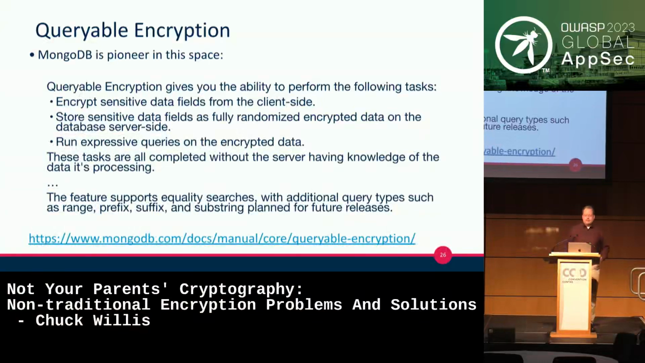One of the interesting things, they keep calling it fully randomized. I don't really like that wording, but the gist of it is it's non-deterministic. So you're sending data up to the server. It's not deterministic encryption, but you can still run queries on the data. Right now they just support equality, which is pretty limiting. But they are going to support range, prefix, suffix, and substring searches in future releases. That's a very unique capability that no other crypto system has, being able to do those kinds of operations on fully encrypted data.